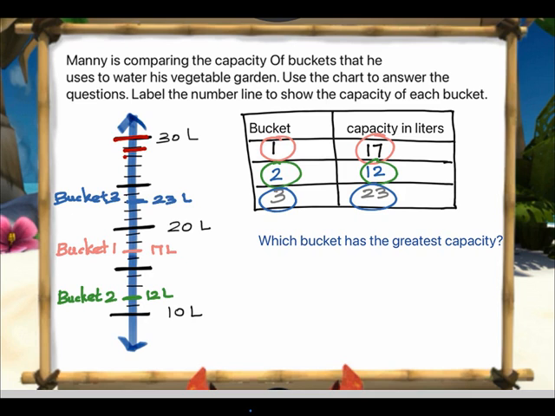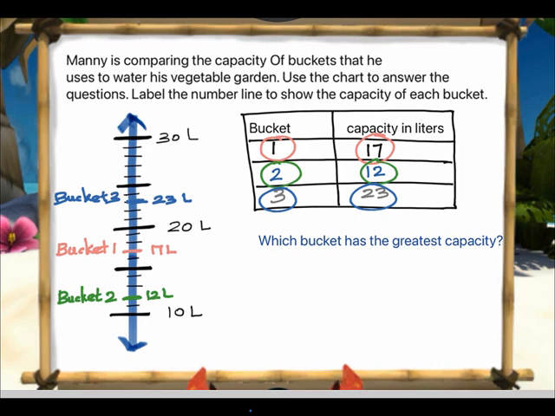So these are the tick marks on the number line. The tick marks will help us locate the correct place on the number line for each bucket. We have labeled bucket 1 at 17 liters, bucket 2 at 12 liters, and bucket 3 at 23 liters. The question is, which bucket has the greatest capacity?